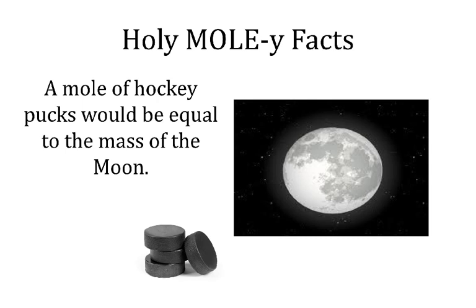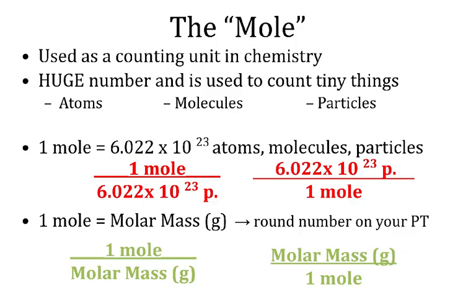Hopefully you watched that intro video on the mole to get a little bit of background on it. The mole is our counting unit in chemistry. It is a huge number and it's used to count tiny things. So when we're talking about atoms or molecules or particles, it's easier for us to quantify or count in chemistry by a mole than by these individual pieces. Kind of like 1 dozen bagels is 12 individual bagels. It's like that, but for a much larger number.